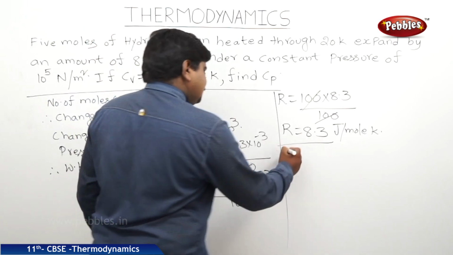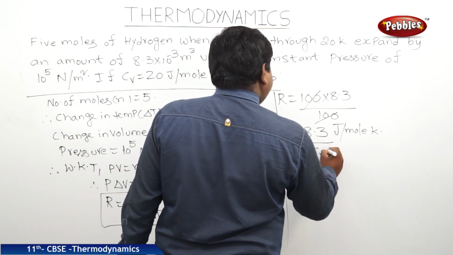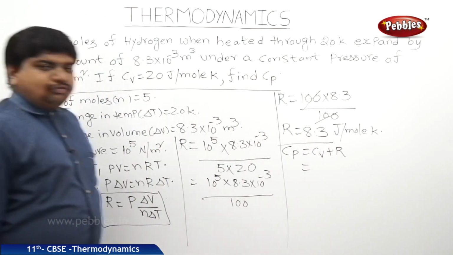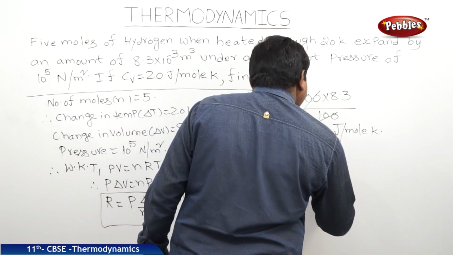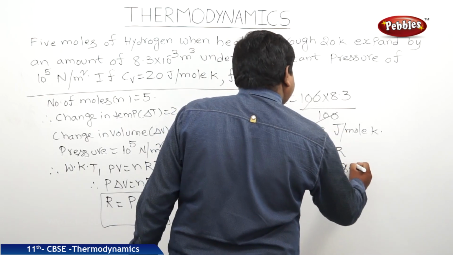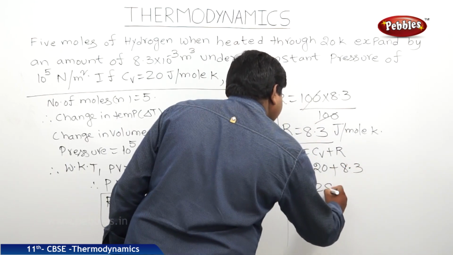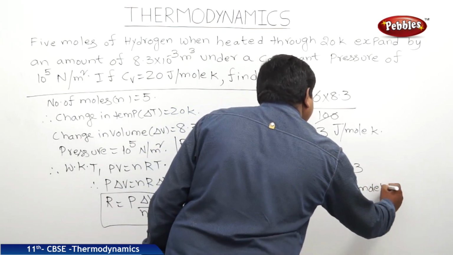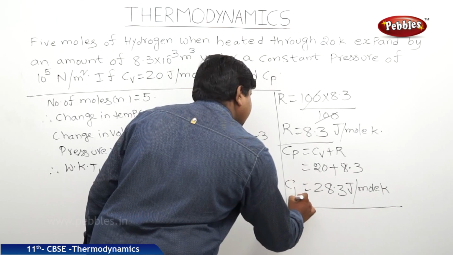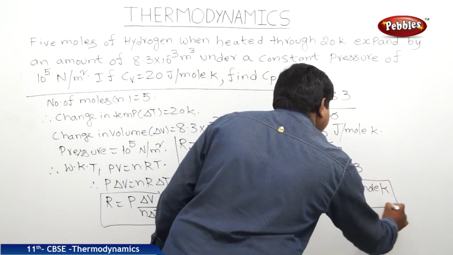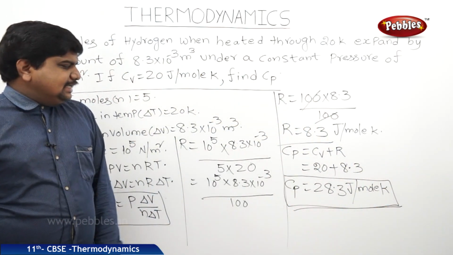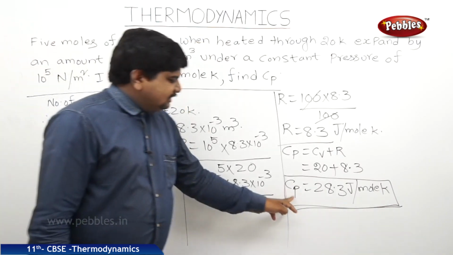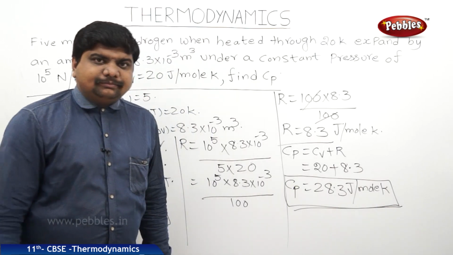We say that Cp is equal to Cv plus R, where Cv is equal to 20 and R is equal to 8.3. Therefore the answer is 28.3 joule per mole Kelvin. So where Cv is equal to 20 joule per mole Kelvin, under these conditions we will get Cp as 28.3.